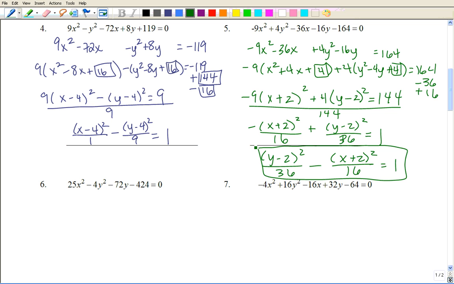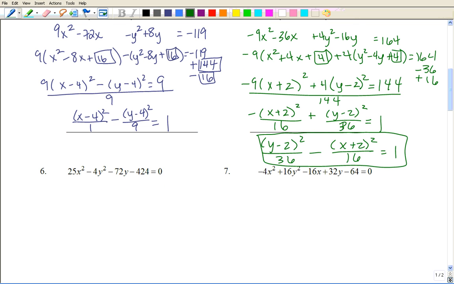Now let's look at numbers 6 and 7. So I have 25x squared. I don't have another x term, so I'll leave that there by itself. Then I have minus 4y squared minus 72y. Add over the 424. This x squared will just hang out a little bit longer, but then we need to factor out that negative 4 from the y term.